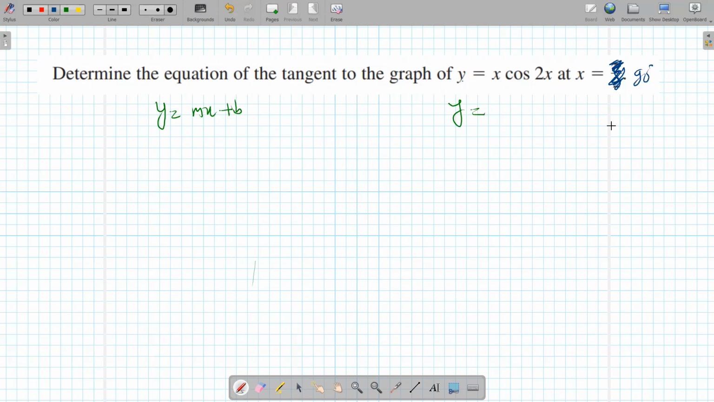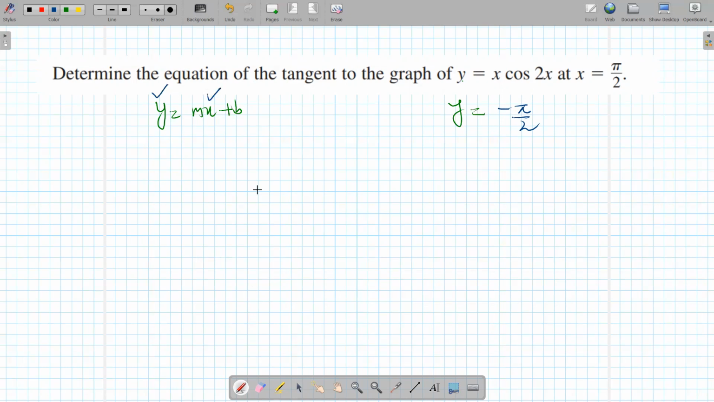Do you plug in 90 as x? Yeah, you plug in 90 as x. Actually, let's stick with radians. You plug in pi over 2 as x, yeah? So cos of 2 times pi divided by 2, cos of 180. Okay, I plugged it in the calculator. I get negative pi over 2. So that's the y value, okay? We have y value, we have x value.